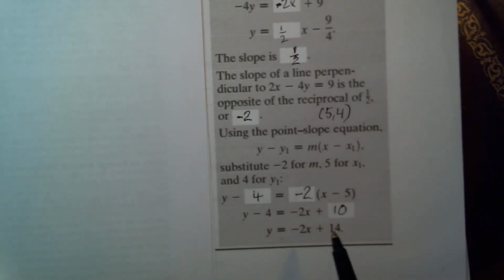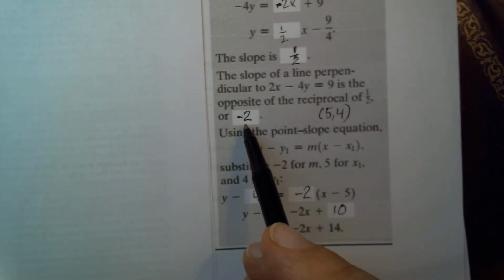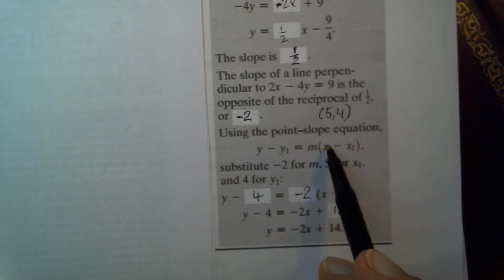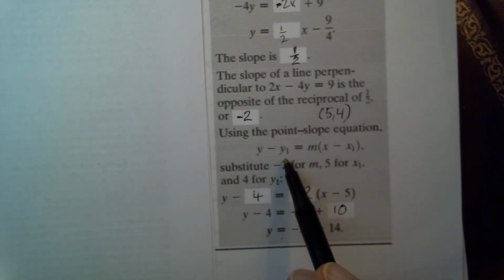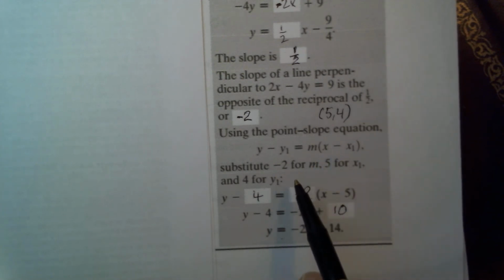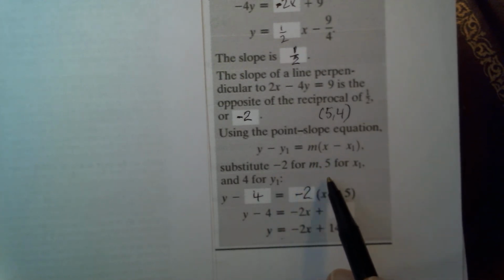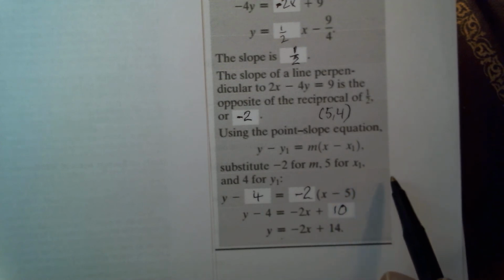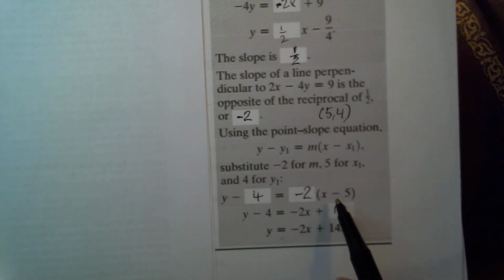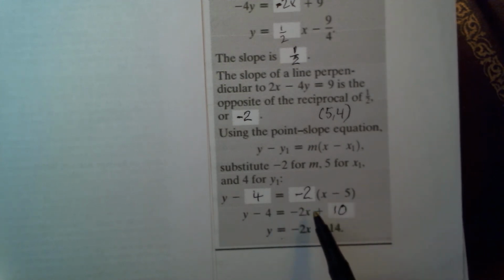Let me go over the last part again. So we know that the line that's perpendicular to the given line has a slope of minus 2, going through the point (5, 4). Using the point-slope equation, y minus y sub 1 equals m times x minus x sub 1, we substitute minus 2 for m, 5 for x sub 1, and 4 for y sub 1. So we have the equation y minus 4 equals minus 2 times x minus 5.